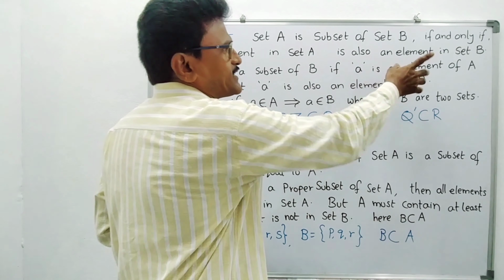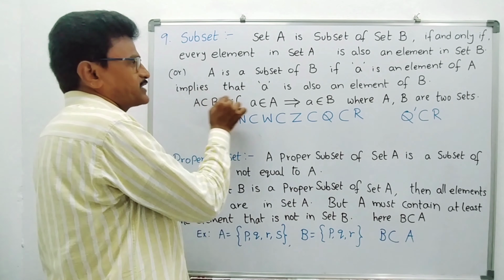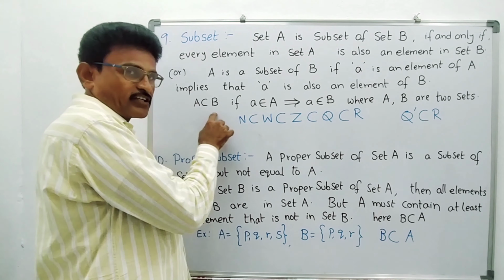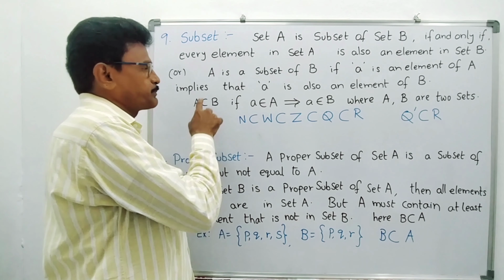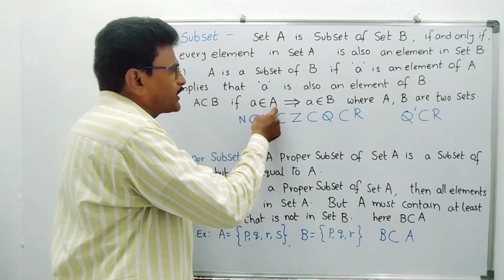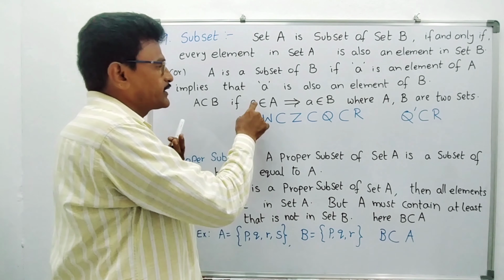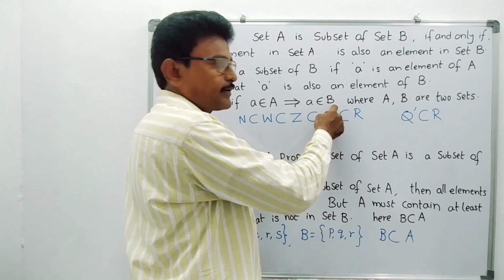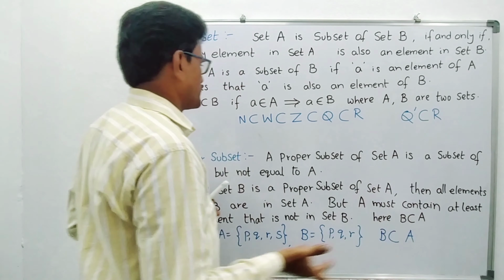If a is an element of A, it implies that a is also an element of B. Symbolically, set A is a subset of B: if a belongs to A, then the element also belongs to B, where A and B are two sets.